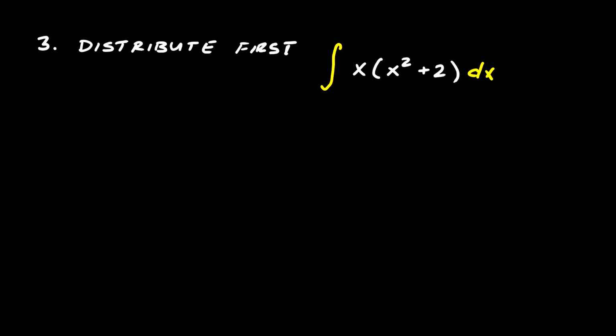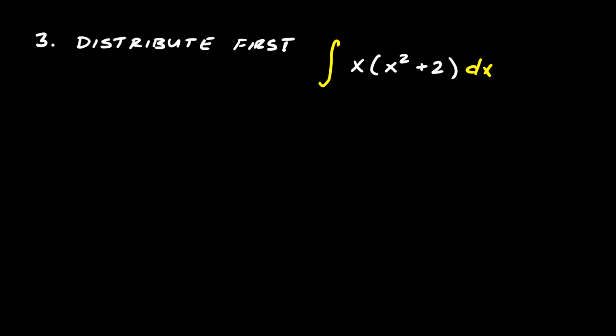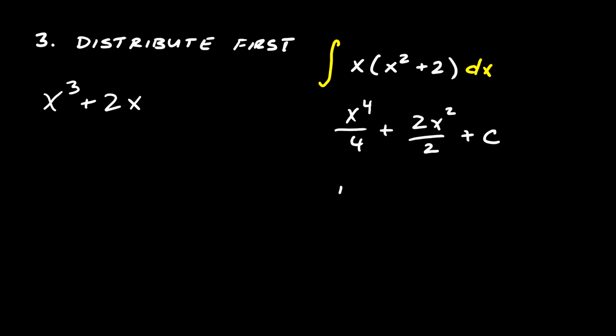Next up, we'll see the idea of distributing. So with multiplication, we can't apply the rules. So we do have to distribute first, and if you do, you'll have x to the third plus 2x. So we'll do that to a power higher. So we'll have x to the fourth divided by 4 plus 2x, a power higher would be squared, divide by 2 plus c. So we're left with 1/4 x to the fourth plus x squared plus c.